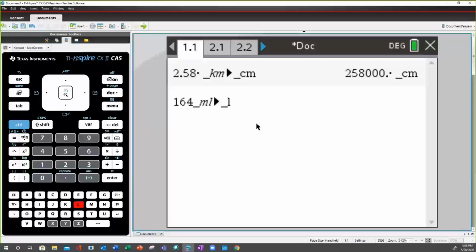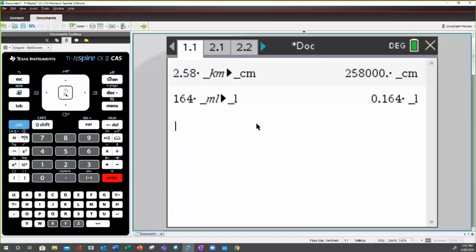Now, I'm using the software, so I'm not on the handheld device. So underscore for me is really simple. I'm just using my normal keyboard. I do encourage you to use the software if you have it at hand as well. It's much, much quicker. So let's do that. So 164 mils is 0.164 litres. We'll do a couple more.